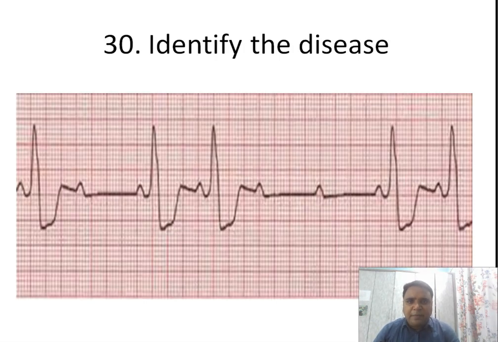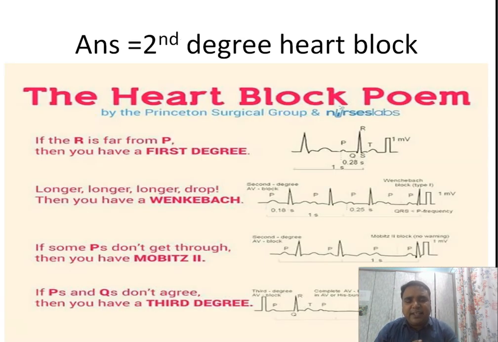Next, identify the disease. We can see the ECG paper. Though many things are there, if you observe closely, the PP interval is constant, but some QRS is missing. QRS complex is missing. Then what is the disease? Definitely it is congenital heart block. Then what type of heart block? Either it is first degree, second degree, or third degree. This is a second degree heart block.